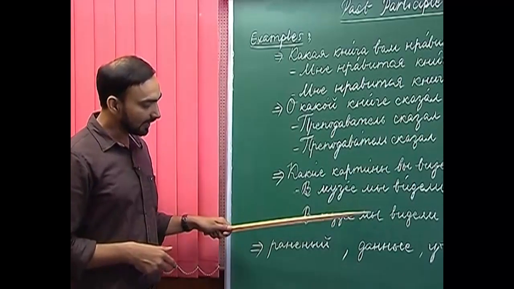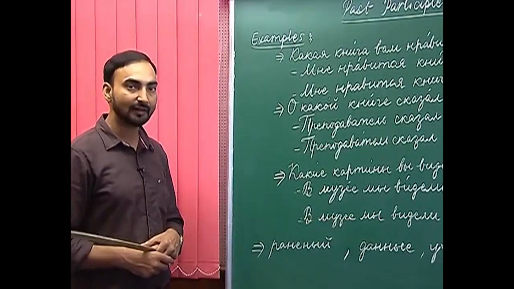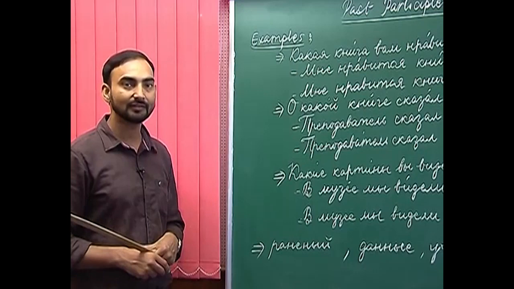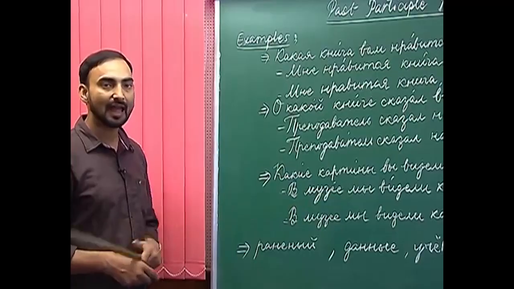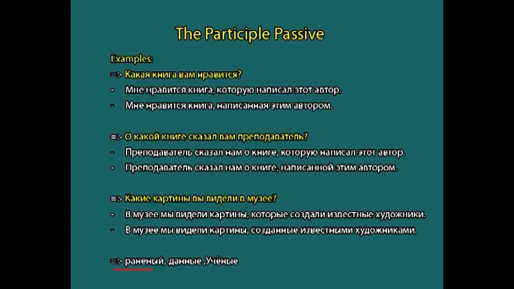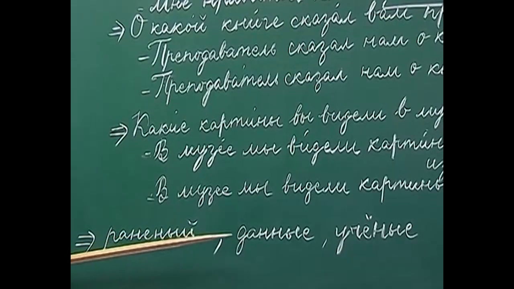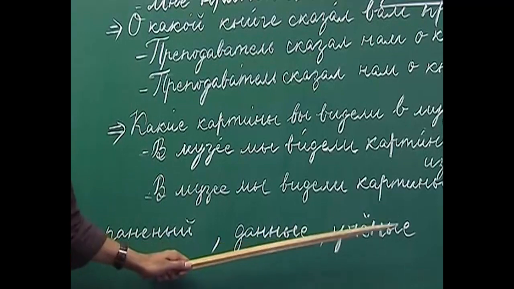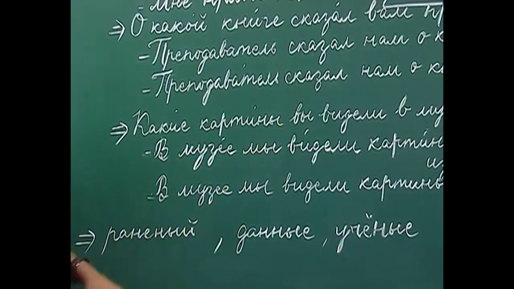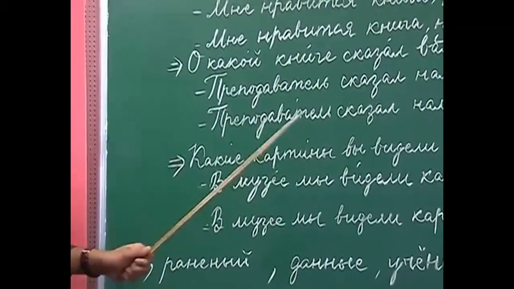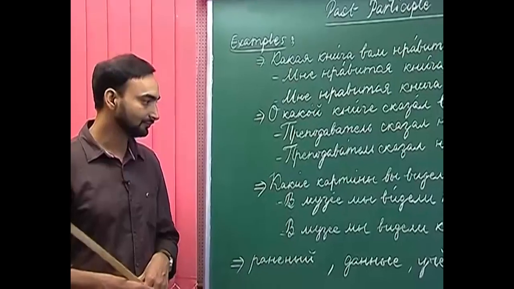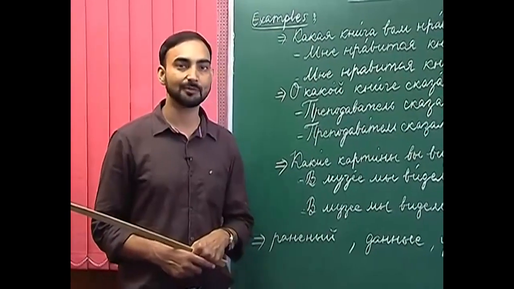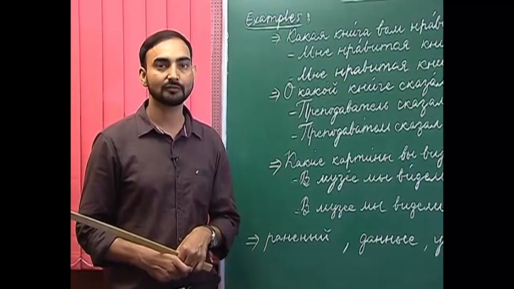Like we have also discussed that there are some active participles which are used as nouns. Similarly, there are some passive participles too which are used as nouns. For example, раненые, данные and учёные. Раненые is a wounded man, данные is data, and учёные is scientists. So, these are few of the nouns which are basically past participle passive, but now they are being used as nouns. So, this was all about past participle passive. Now, we will move on to the next topic.